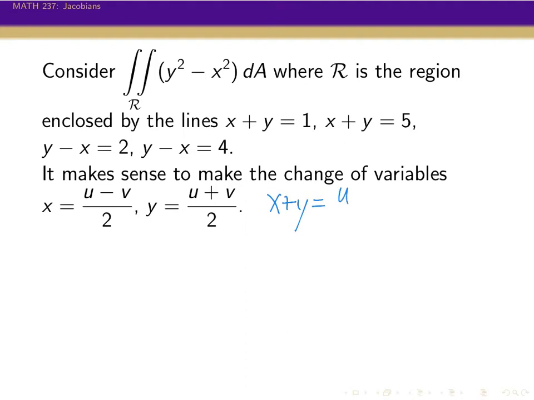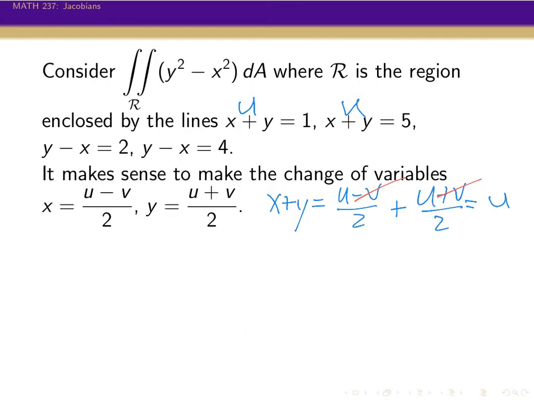So x plus y is going to turn into u minus v over 2 plus u plus v over 2. So I have the minus v and the plus v. Those are going to cancel themselves off, and so then I have u over 2 plus u over 2, which just gives me u. So the line x plus y equals 1 is going to turn into u equals 1, and x plus y equals 5 is going to turn into u equals 5.